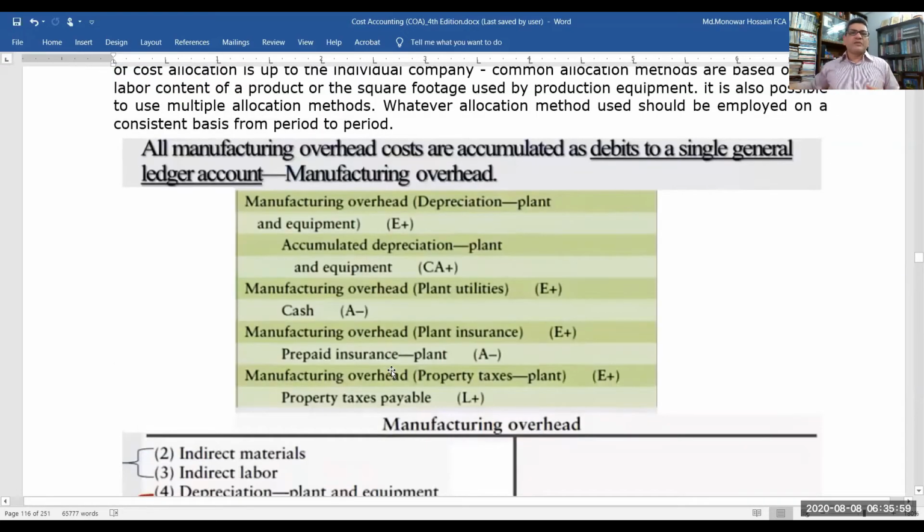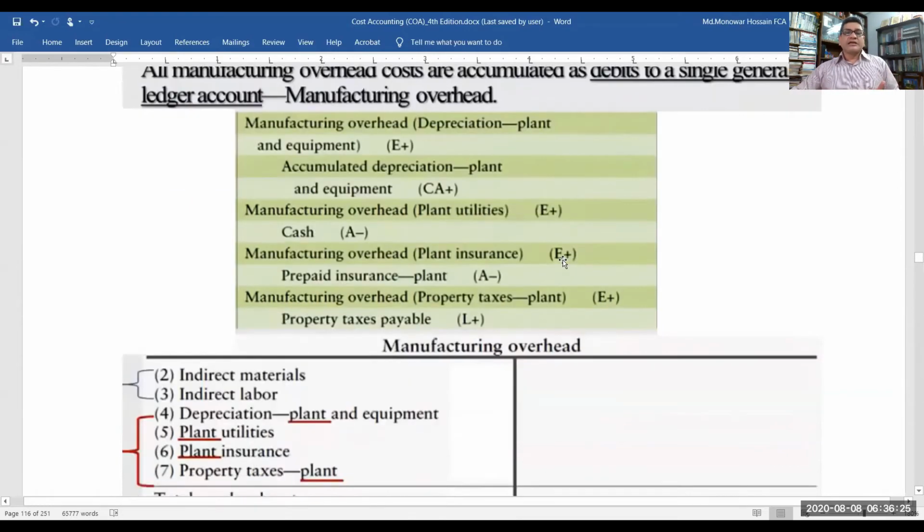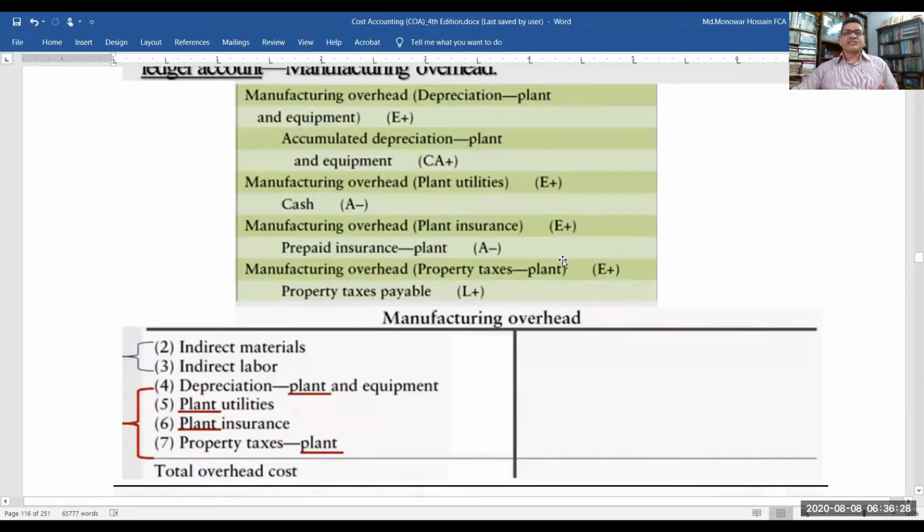For accounting purposes, all manufacturing overhead costs are accumulated as debits to a single general ledger account. Manufacturing overhead, that means depreciation of plant and equipment, would be a debit, and accumulated depreciation plant equipment would be a credit. Manufacturing overhead plant utilities would be a debit, and cash or bank would be a credit. Manufacturing overhead plant insurance will be a debit, and prepaid manufacturing insurance plant is a credit. Manufacturing overhead property tax plant is a debit, and property tax payable is a credit.